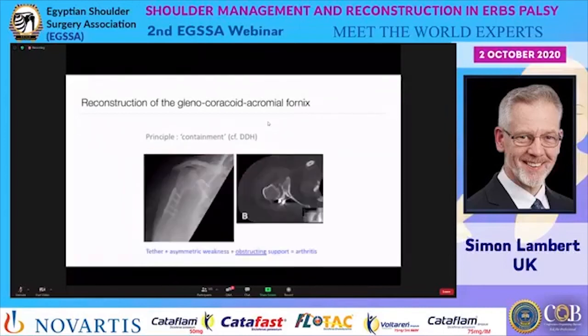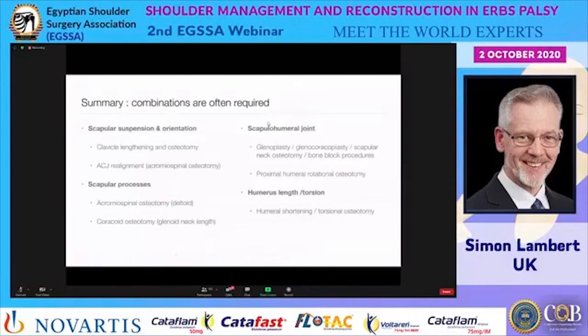And if we get it wrong, and we try to contain a humeral head where there's anterior tethering, posterior weakness, and we try to block the movement of the humeral head backwards by a bone block, we can generate arthritis. So the principle of containment by an obstructing bone block, as opposed to a supportive bone block with glenoid osteotomy, can lead to very devastating results, which then need other forms of treatment, such as joint replacement.